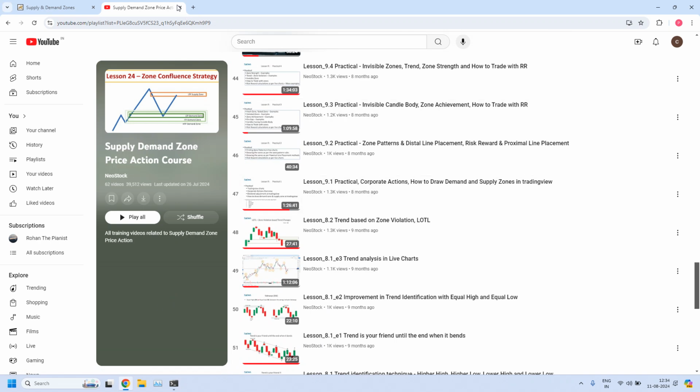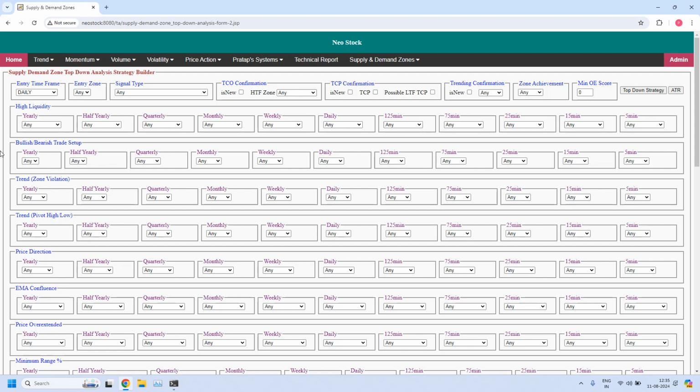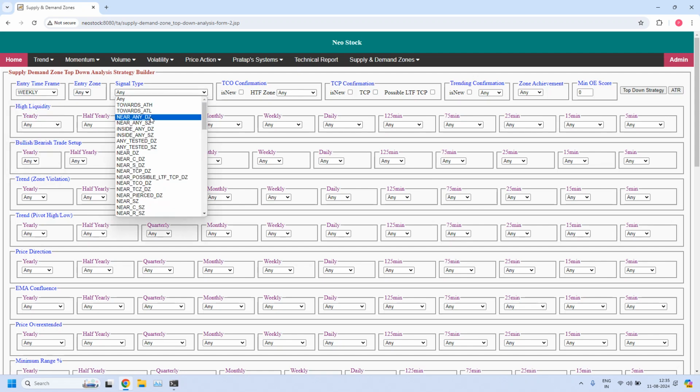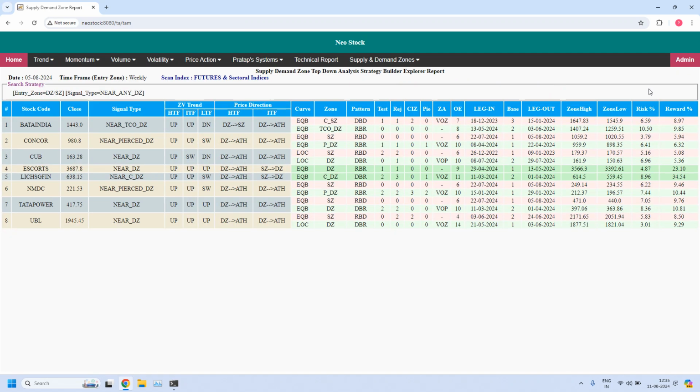Now let's get into the weekly report generation. We are going to generate different reports. First, let us find the stocks for weekly time frame. Let us find the stocks near weekly demand zone. 8 stocks are filtered. These 8 stocks are near to the weekly demand zone.